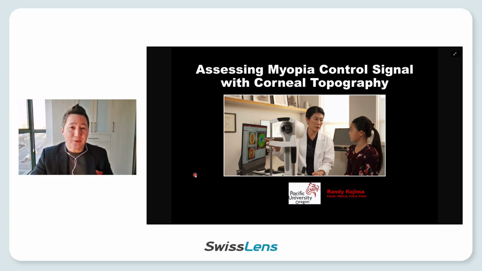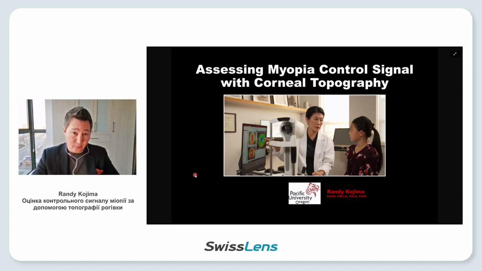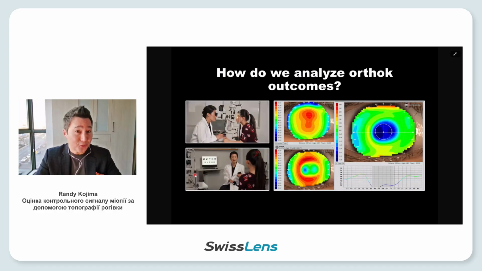I was asked to share some things about the Medmont topographer, and I thought that maybe you'd enjoy hearing about one of the more recent studies that really explains how we can understand the myopia control signal in ortho-K. This was a study using the Medmont topographer. So let's start. One of the things you might ask is, how do we analyze ortho-K outcomes?